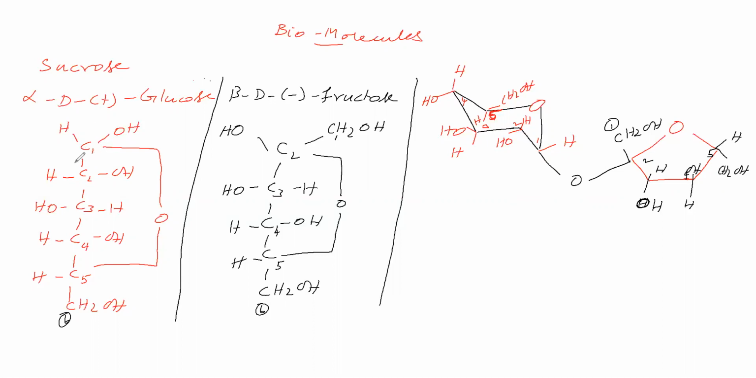This C1 carbon is actually in open form aldehyde. That aldehyde is in hemiacetal here. In fructose, the C2 carbon in open form is ketone, that is in hemiacetal here. But now in sucrose, C1 carbon is in acetal form, because C1 is having one ether linkage here, one ether linkage here, two ether linkages. Two ether linkages means acetal form.